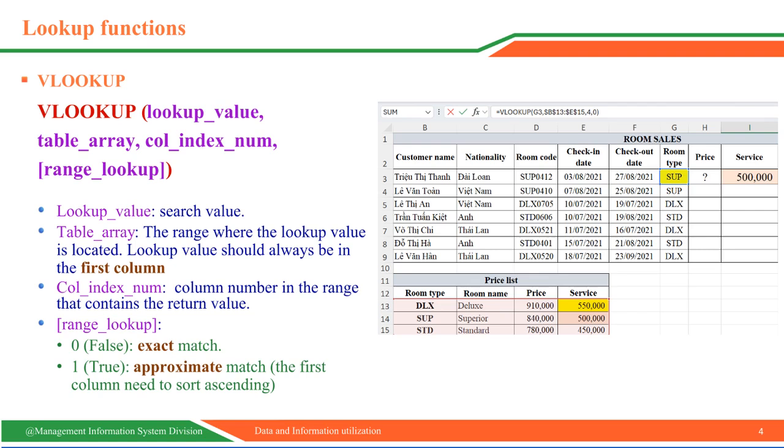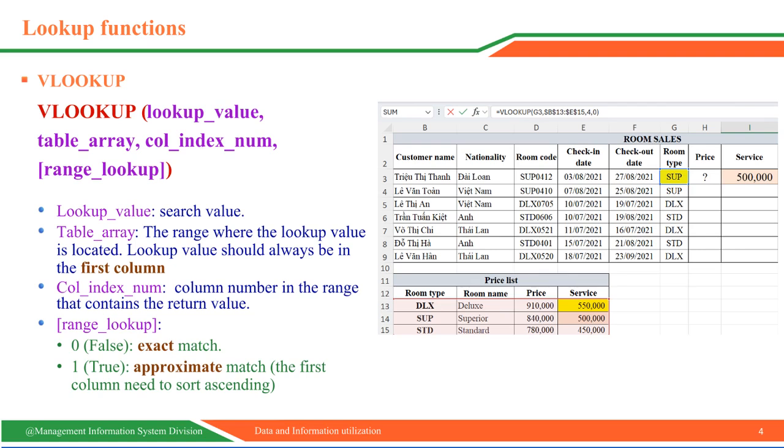Table array, the data range that contains the lookup table. Column index number, the column number in the table from which to return the value. Column 1 is the first column. Range lookup, the type of search, FALSE or 0 for an exact match, TRUE or 1 for an approximate match, rarely used, as it may return incorrect results.